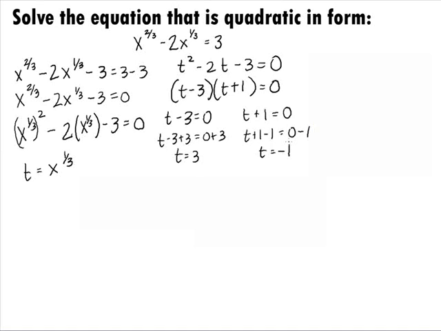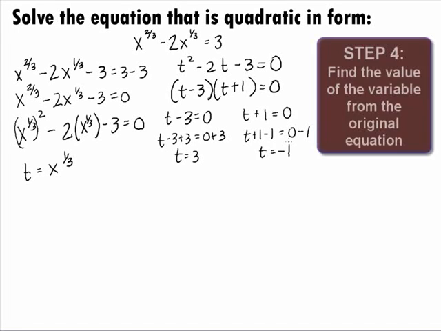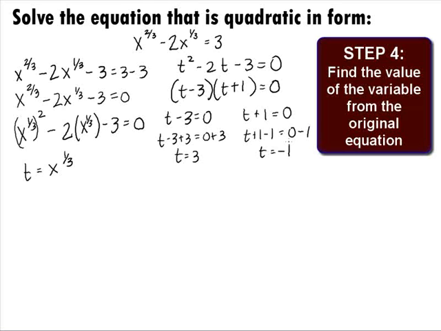Even though we have found two values, we are not done yet. Keep in mind that we are finding a solution to the original equation and that the variable we substituted in for in step 2 is not our original variable. We still need to find what x is equal to. We need to do step 4, which is to find the value of the variable from the original equation. We can use the substitution that we set up in step 2 and then solve for the original variable.